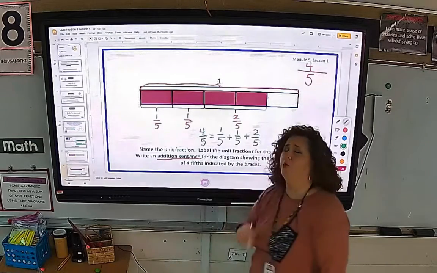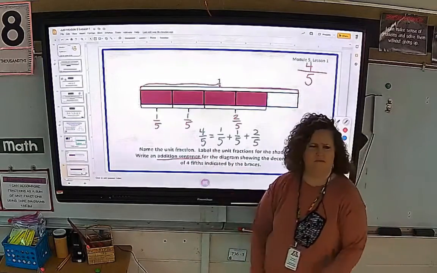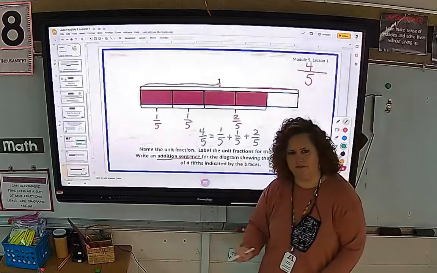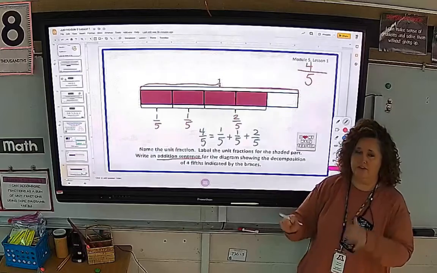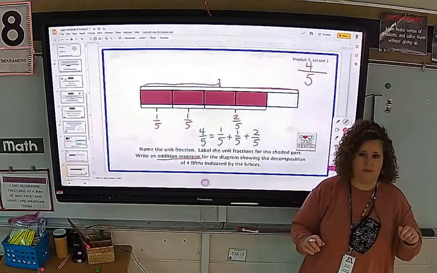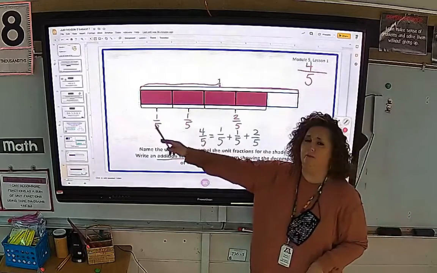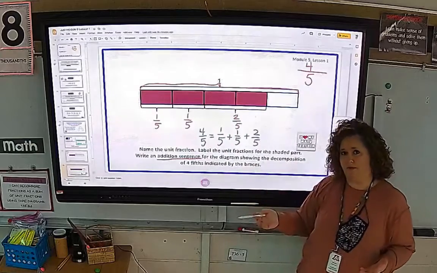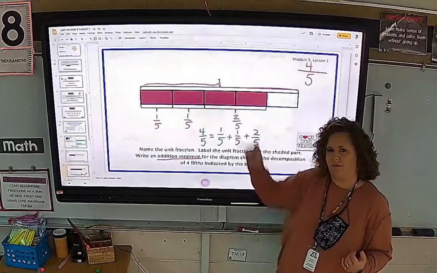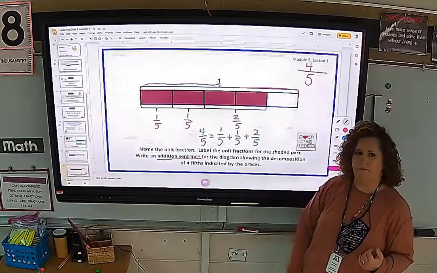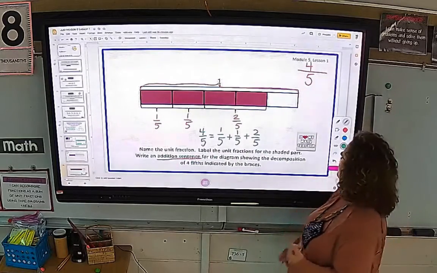Now, is that the only way to make 4/5? No, you could have done 2/5 plus 2/5. You could have done 1/5 plus 1/5 plus 1/5 plus 1/5. But that's not what the braces or the brackets are showing. They want us to create the addition sentence that matches this tape diagram. So this is the one that matches. Okay? All right.